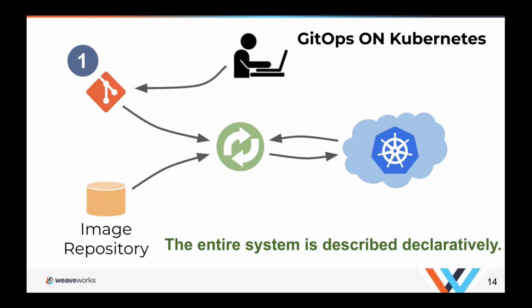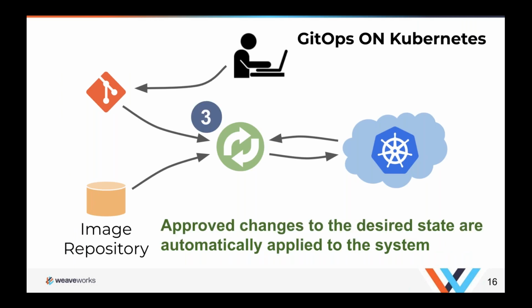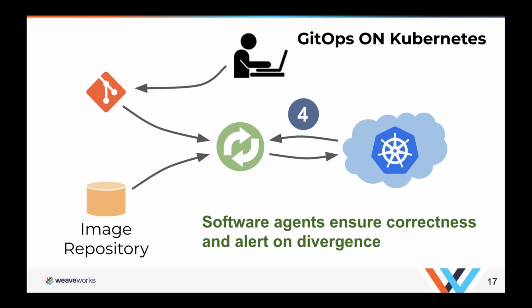So you see, the entire system is in Git, the desired state is versioned in Git, approved changes are applied automatically. And this is quite nice because now you have your changes in Git, you can use quite sophisticated approval techniques. So you have quite nice approval tools because the approval process can then rely on the pull requests, etc. It can be automated. There's lots of integration points for approval at the operations level. And finally, software agents ensure correctness. That's the control loop we've already talked about.